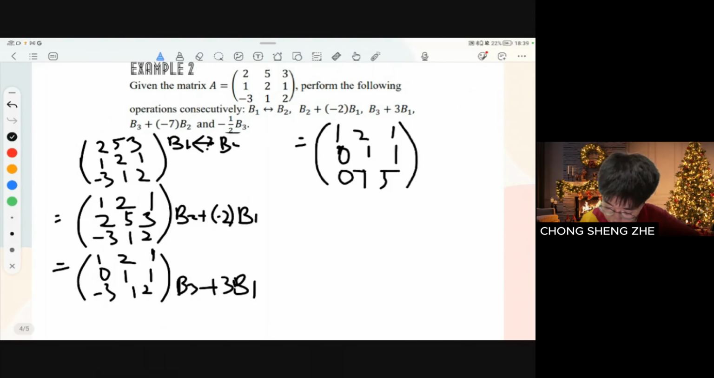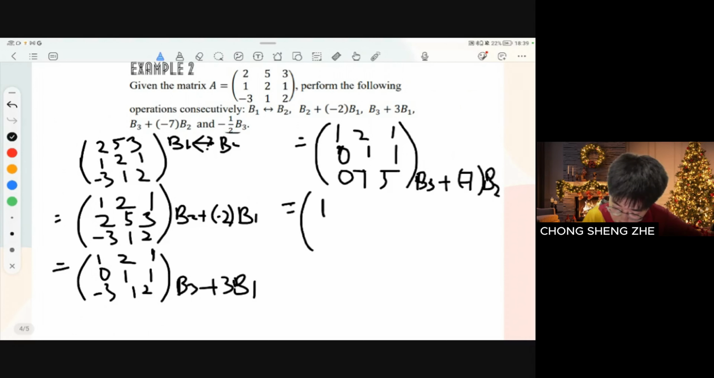And we proceed. R3 plus negative 7 R2. So only R3 will change, so we write down the first two rows first. So R3: 0 plus negative 7 times 0, which is 0. And 7 plus negative 7 times 1, which is 7 minus 7, 0. And 5 plus negative 7 times 1, which is negative 2.